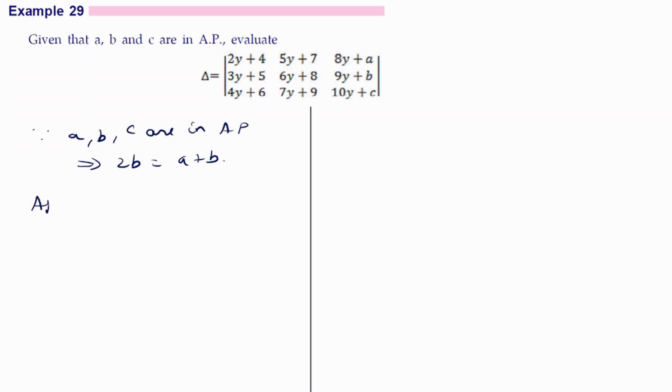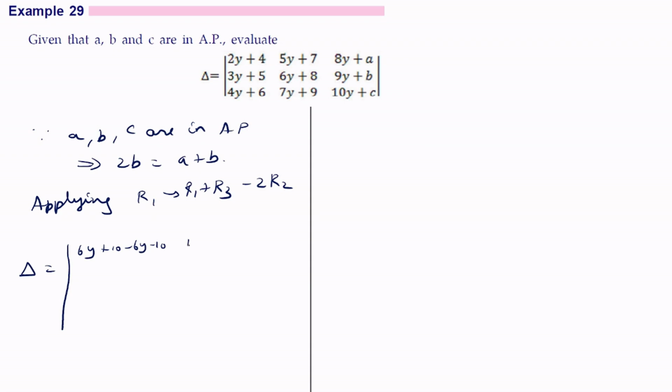So here, applying R1 changing to R1 plus R3 minus 2R2, it becomes, so here it will be 6y plus 10 minus 6y minus 10, and then here 12y plus 16 minus 12y minus 16, then here 18y plus A plus C minus 18y minus 2b. The remaining rows will remain the same.